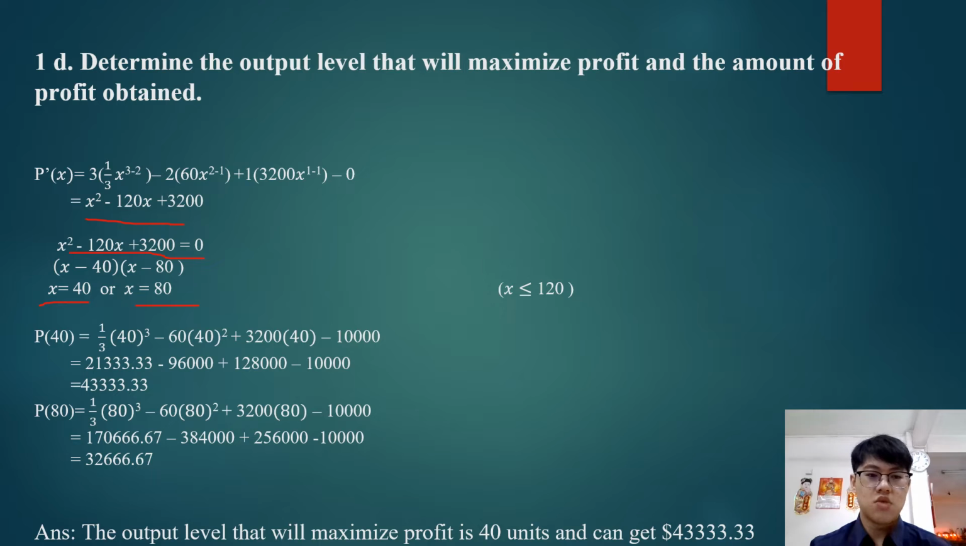So the output level that maximizes profit is one of these. We put these two quantities into the profit function. When we put 40 into the profit function, we get the answer 43,333.33 dollars, and when we put 80 units into the profit function, we get 32,666.67. So in the end, we know that when we produce 40 units of waste, we get the maximum profit.